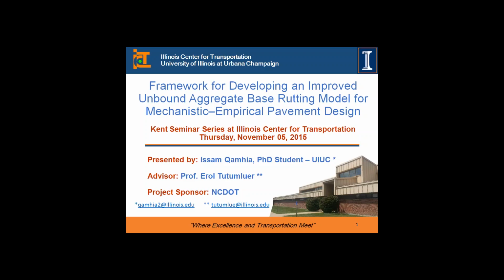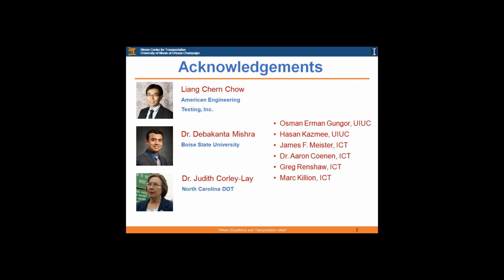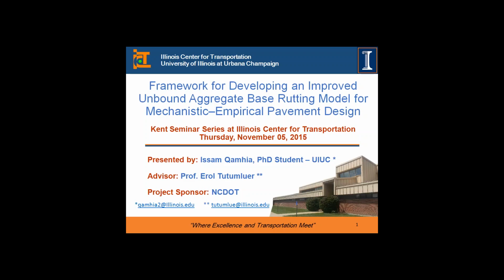As I said, he's been working on multiple projects, and this happens to be one. This is a follow-up work to what we did for North Carolina DOT recently on a model we developed for unbound aggregate rutting. He will give you all the information about that. Without further ado, I will read the title of his presentation: Framework. We call it framework because we think the unbound aggregate rutting model has to have certain components. That's how we developed this. Framework for developing an improved unbound aggregate based rutting model for mechanistic empirical pavement design.